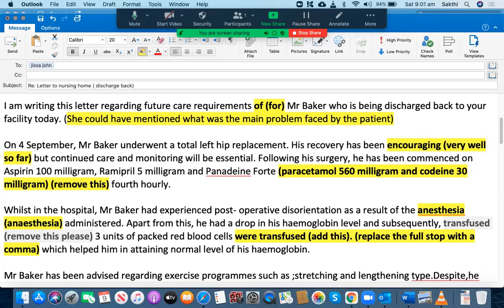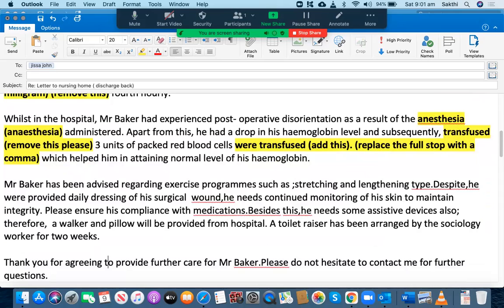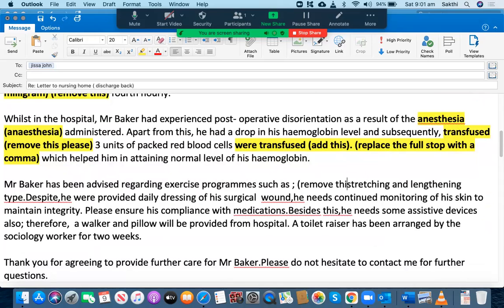All right. Good. Okay, which helped him in attaining normal level of his hemoglobin. Okay, so that's good. Mr. Baker has been advised regarding exercise programs such as, and then there shouldn't be any symbols after such as. There shouldn't be any punctuation marks such as colons or semicolons or commas, because placing such punctuation marks after such as is incorrect. Okay, so remove this.